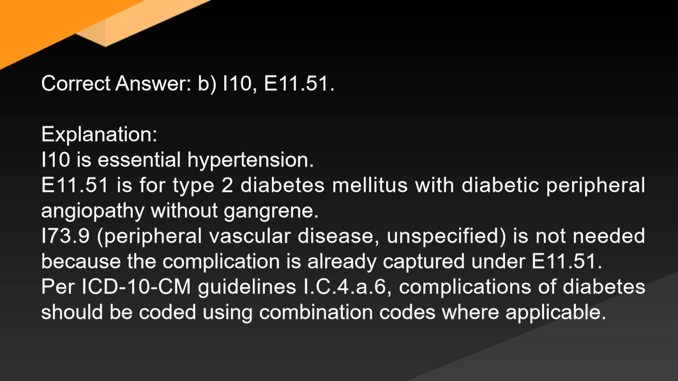Explanation: I10 is essential hypertension. E11.51 is for type 2 diabetes mellitus with diabetic peripheral angiopathy without gangrene. I73.9, peripheral vascular disease, unspecified, is not needed because the complication is already captured under E11.51. Per ICD-10-CM guidelines I.C.4.a.6, complications of diabetes should be coded using combination codes where applicable.